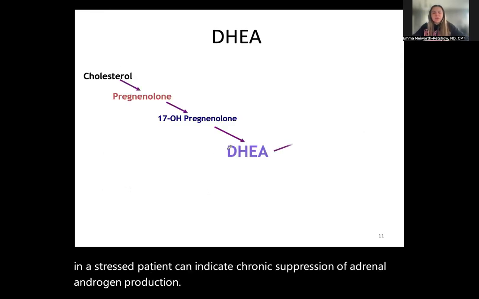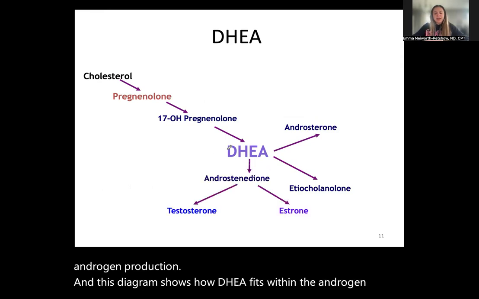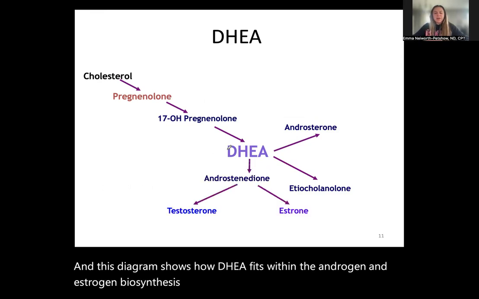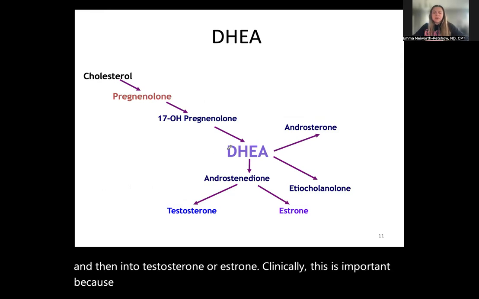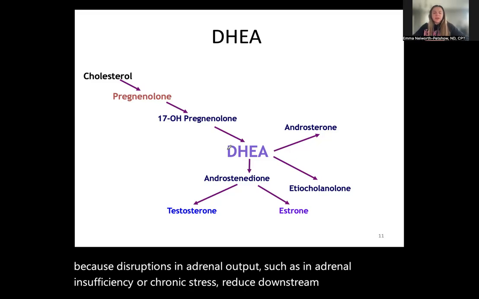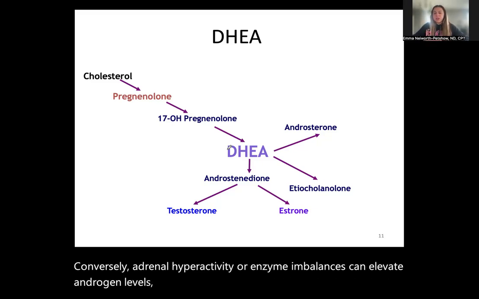And this diagram shows how DHEA fits within the androgen and estrogen biosynthesis pathway. DHEA can convert into androstenedione and then into testosterone or estrone. Clinically, this is important because disruptions in adrenal output, such as an adrenal insufficiency or chronic stress, reduce downstream sex hormones. Conversely, adrenal hyperactivity or enzyme imbalances can elevate androgen levels, contributing to conditions like hirsutism or polycystic ovarian syndrome.